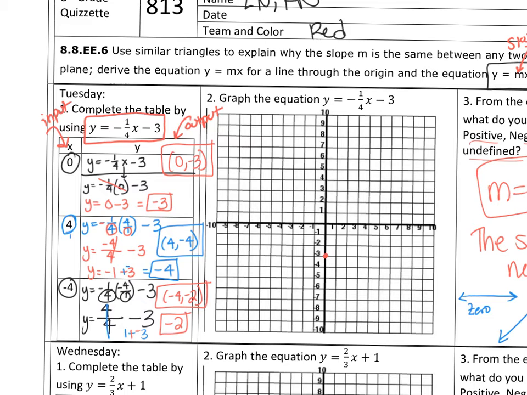The second point is 4, comma, negative 4. So I'm going to go to the x-axis at positive 4 and then go down to negative 4, which is right here. And then I have negative 4, negative 2. So I have negative 4 and negative 2. All right. Now I can connect those.